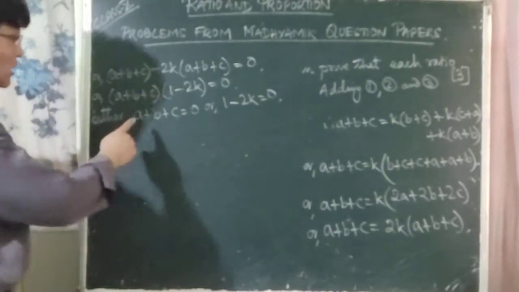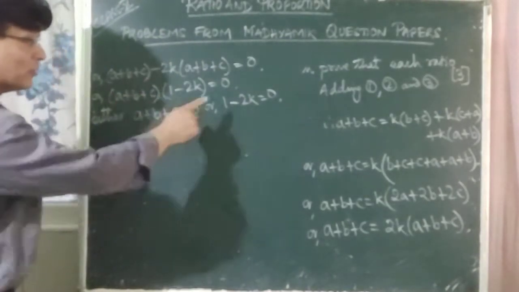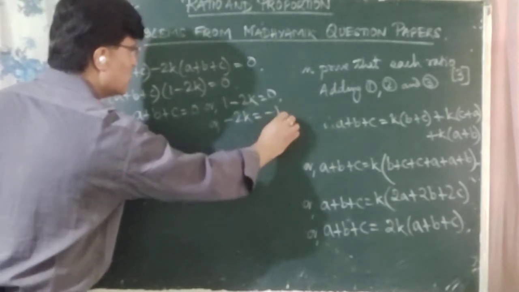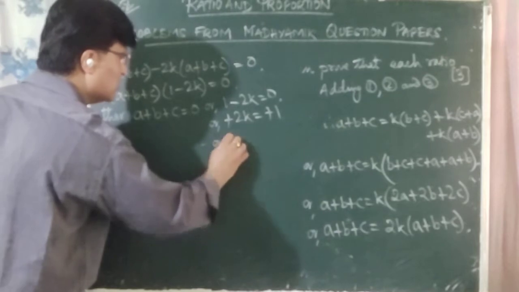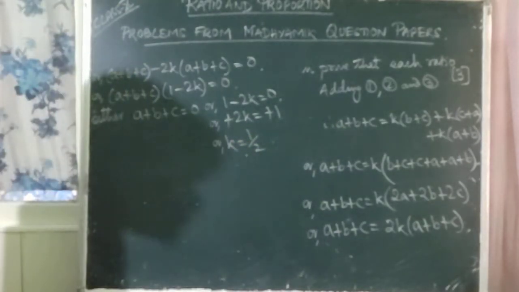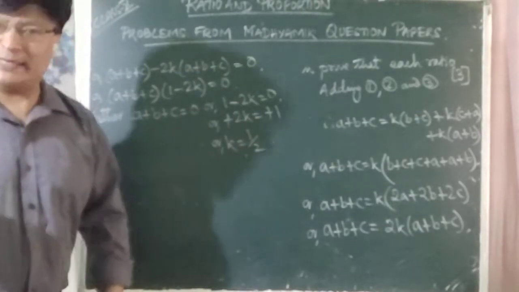Okay. So now we get here a plus b plus c is equal to 0. From here you can get the value for k. Minus 2k is equal to minus 1. Minus minus gets cancelled. So k is equal to half. That means we had assumed each ratio is equal to half. That is proved, isn't it?